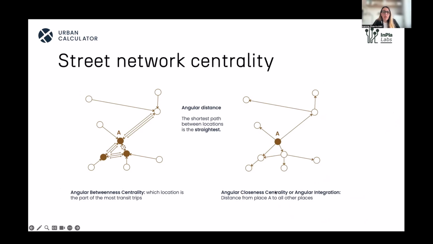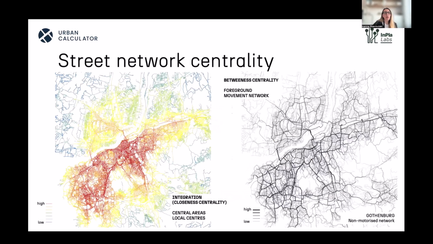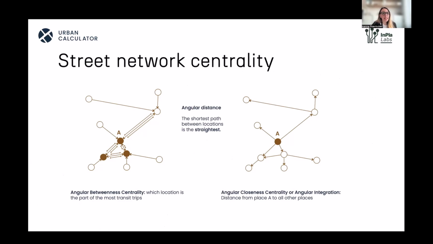And the other one is called angular closeness centrality or angular integration. And this is basically how accessible its location is, its street is, what is the distance of its street to all other streets. One thing that is important from this methodological approach is that when we say distance, we talk about angular distance and not only metric distance. And that means that the shortest path from A to B is the straightest, because this is based on a more pedestrian-oriented modeling approach.